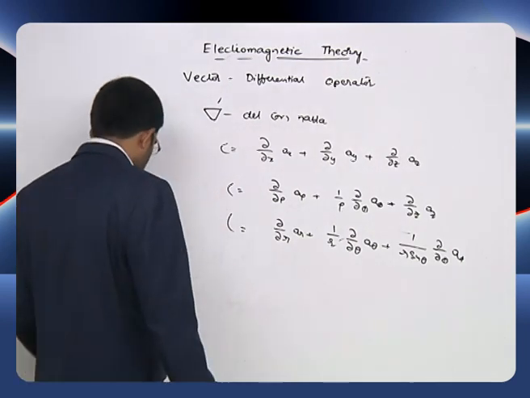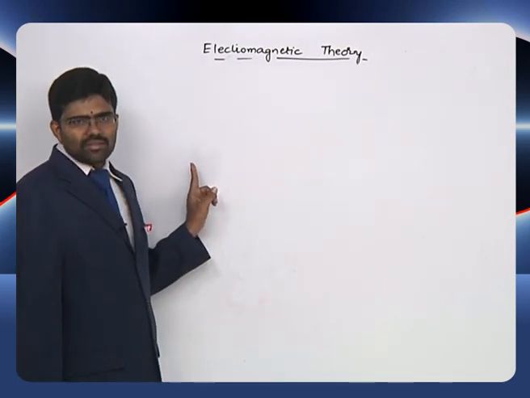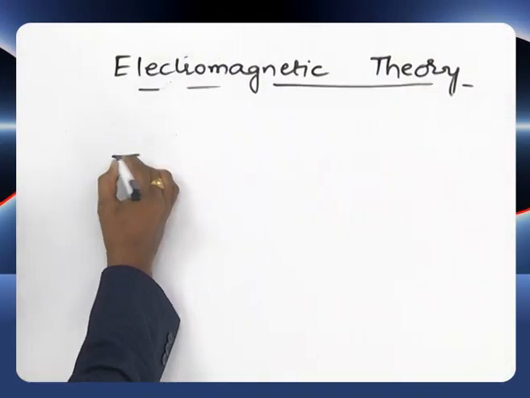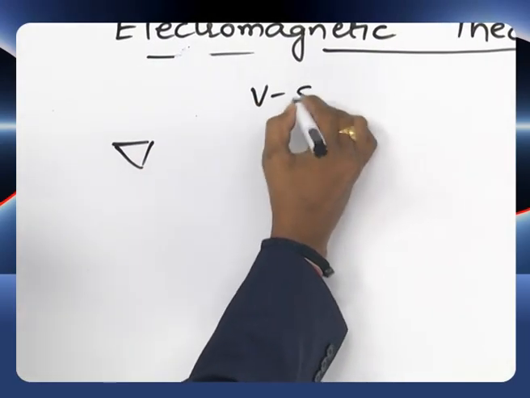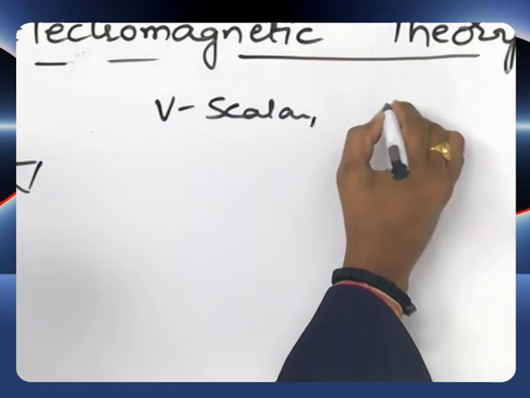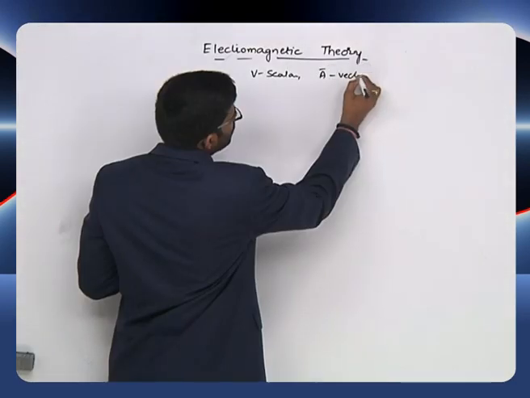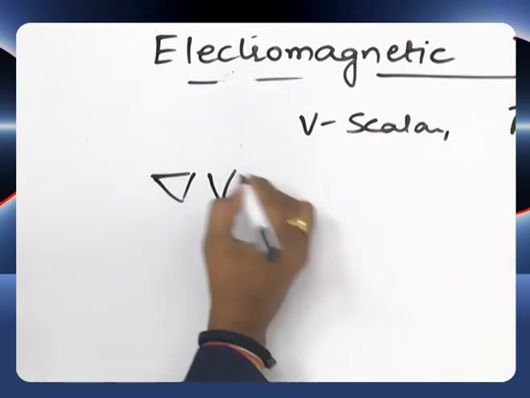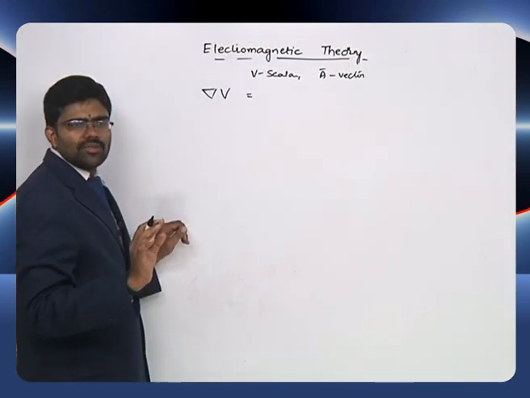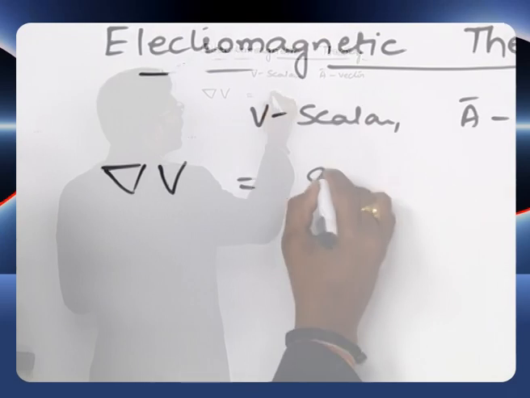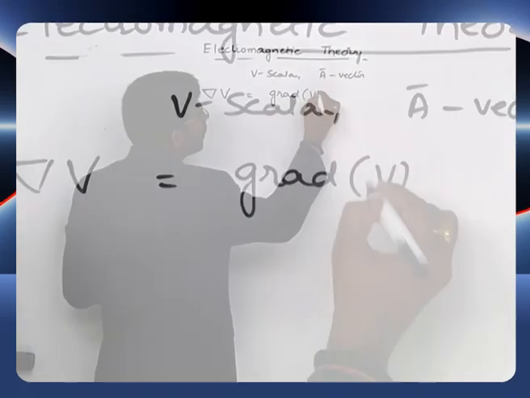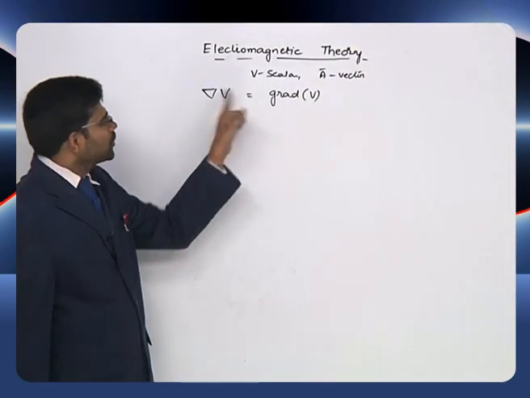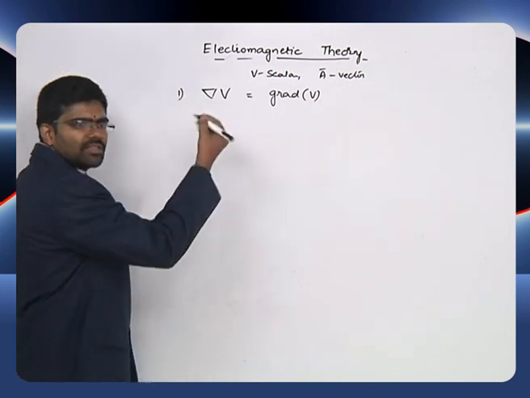What are different operations? The del operator can be applied on a scalar. If you are applying it on a scalar, there will be no other extra operations, only del on a scalar. Let us take V as a scalar and A bar as a vector. If you are applying del on a scalar, that is del V, there will be no operation between them. Del of V is also called gradient. In short, it can be written as grad V, where V is a scalar, clearly remember that point. So this is the first one we need to observe, that it is applied on a scalar.